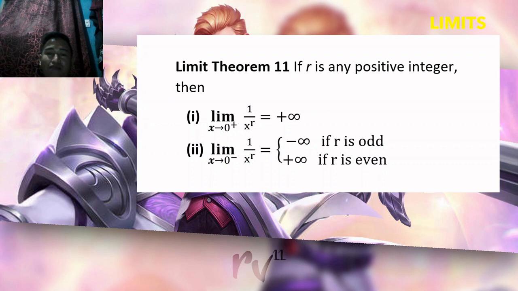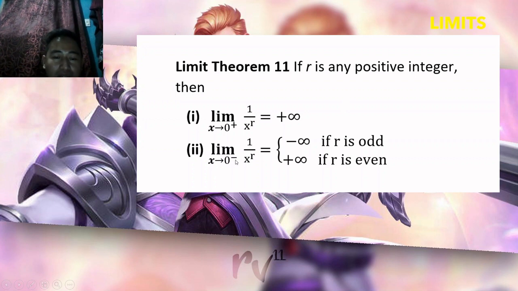Now, Theorem 11. If r is any positive integer, then, okay, consider 0 plus, that is, from the right. We can take 0.1 and substitute it. So 1 over 0 point something plus to the power of a positive number r is positive over positive, which is positive. So it is equal to positive infinity as x approaches 0 plus. The theorem tells us that if it is positive, the result is positive infinity; if negative, then negative infinity.